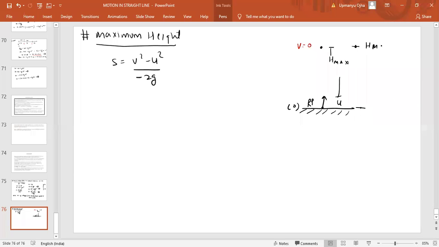Final is h max. Initial is 0. So what is s here? S would be positive or not? S would be positive. Okay. So what is the value of s here? S will be h max.